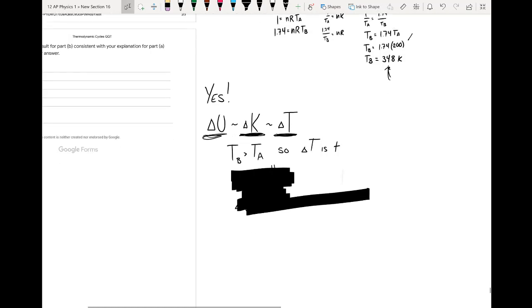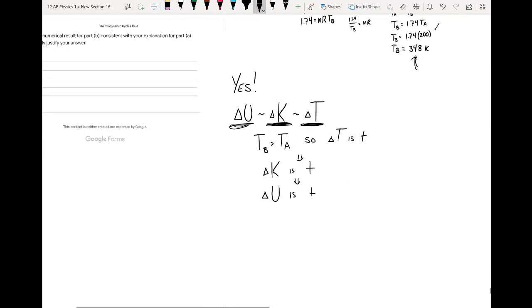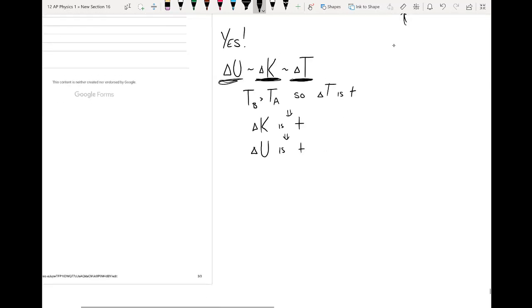We increased our temperature, which means changing the temperature increased our kinetic energy. And when we increase our kinetic energy, we increase our internal energy. So by having a positive change in temperature, we have a positive change in kinetic energy. By having a positive change in kinetic energy, we have a positive change in internal energy.